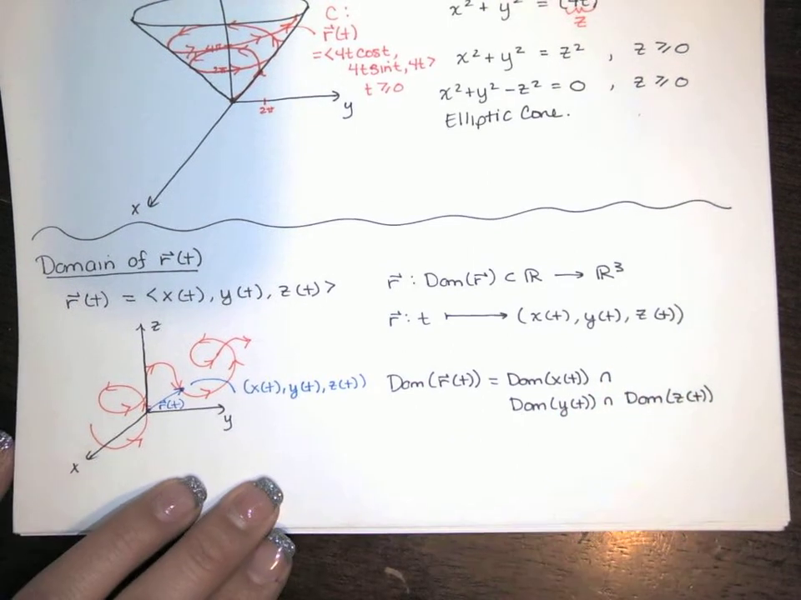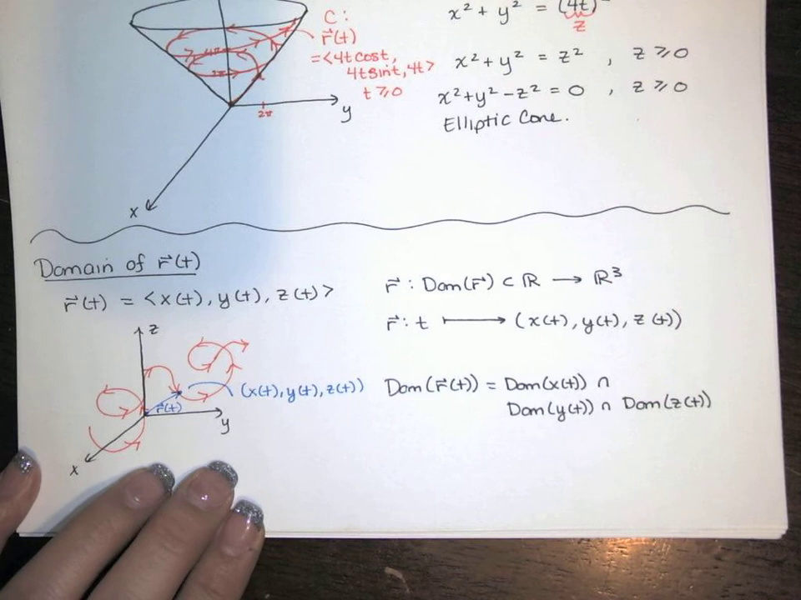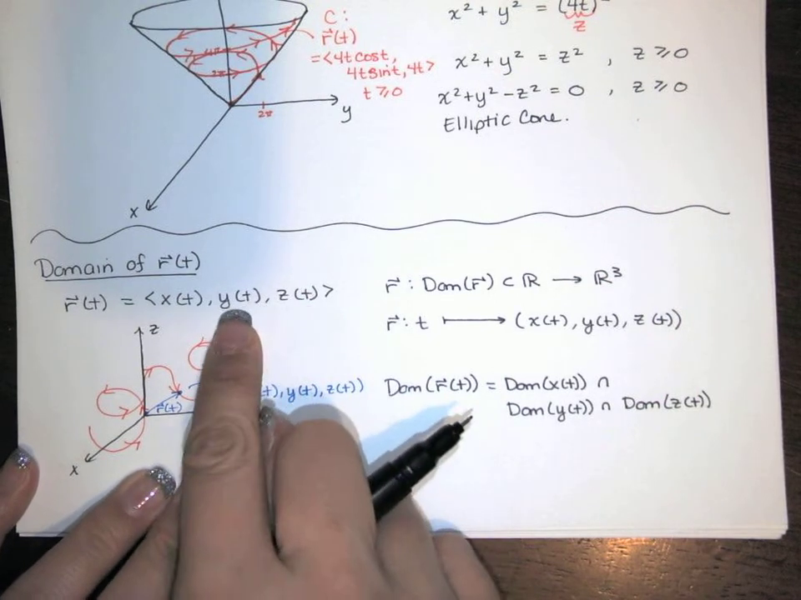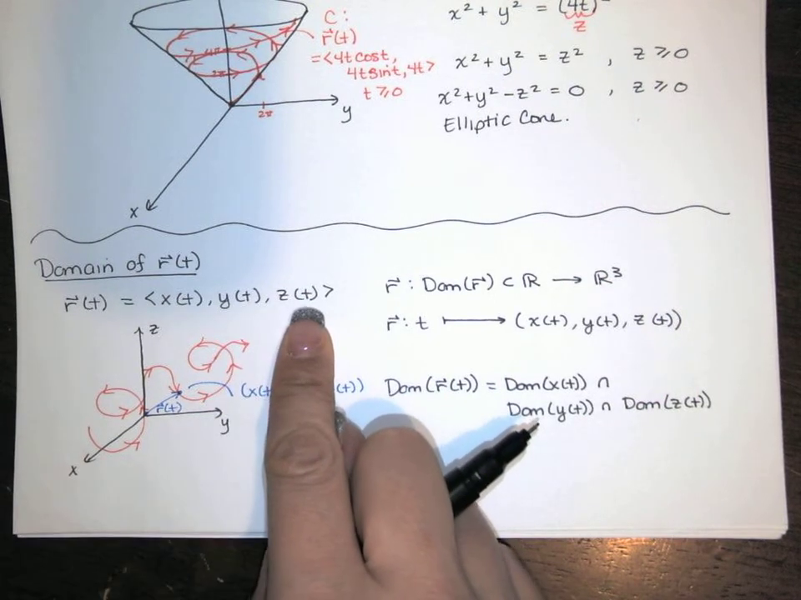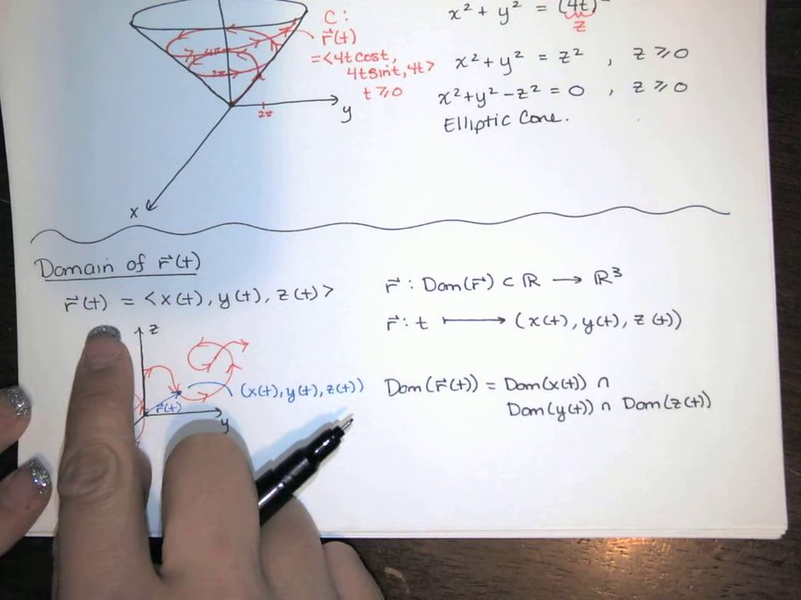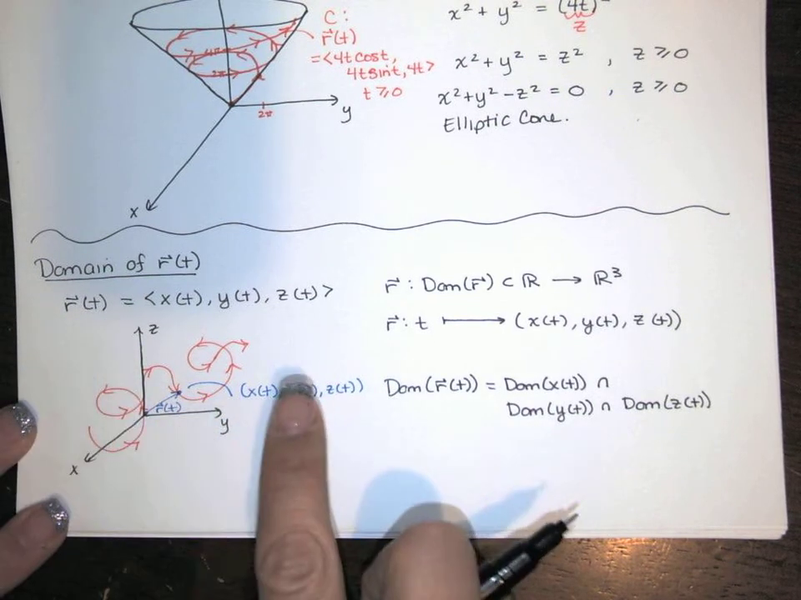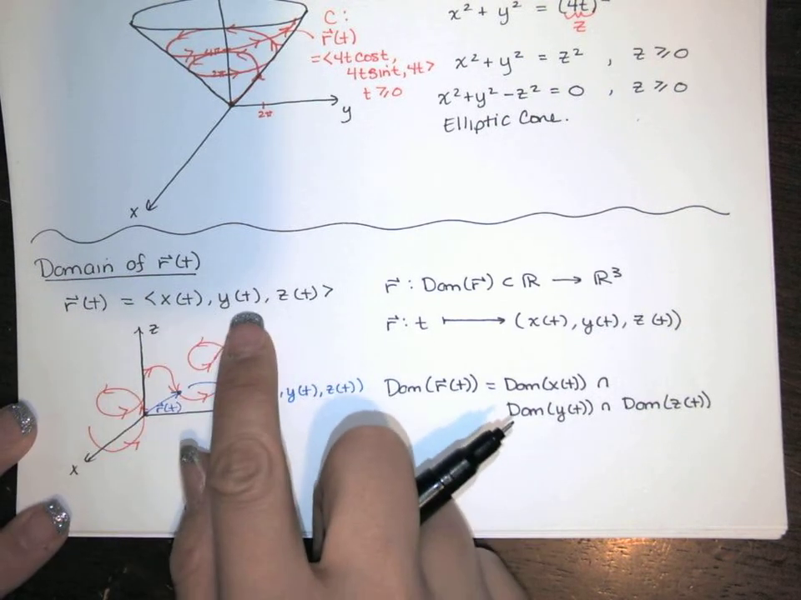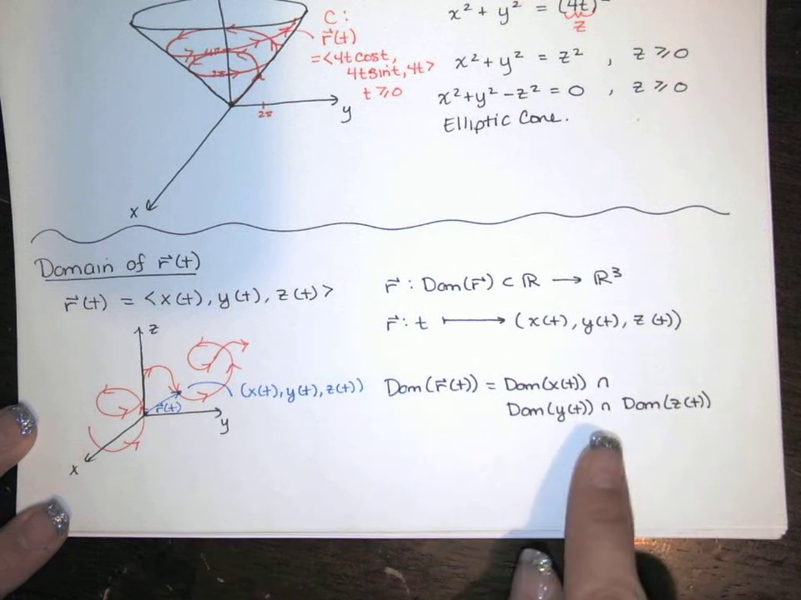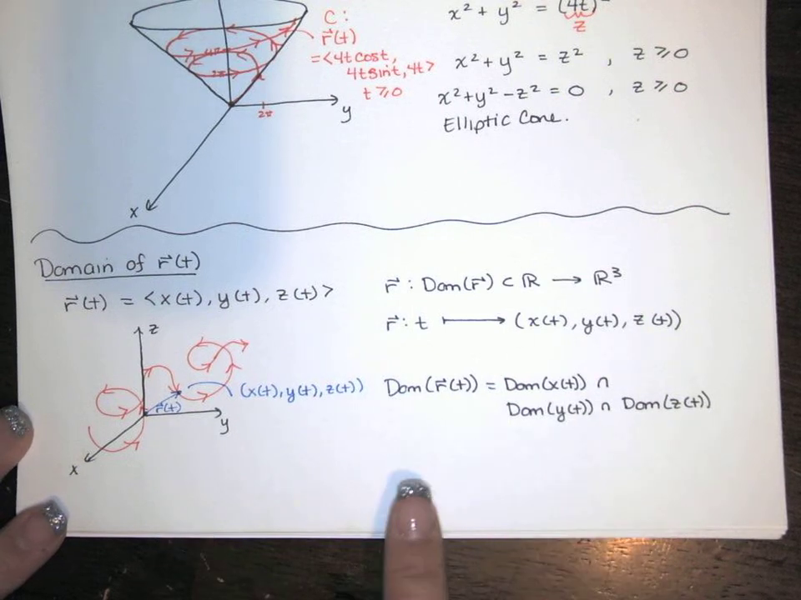So we need all three of those to be defined at the same time, because if I can plug in t equals 2 to these two guys, but plugging in t equals 2 to that one doesn't make sense, well then t equals 2 can't be in the domain of r. That t value has to make sense in this function and this function and this function at the same time, which is why we need the intersection.